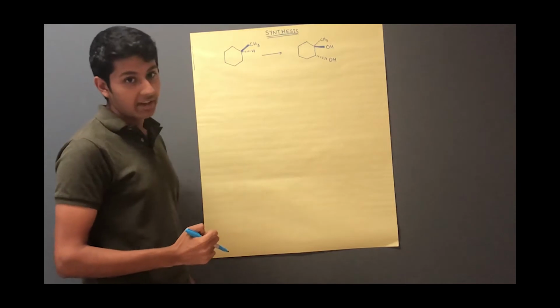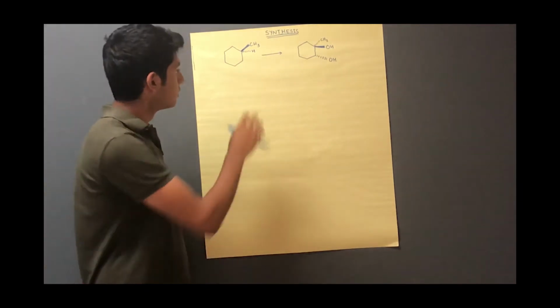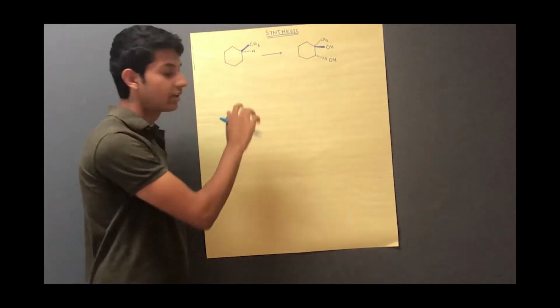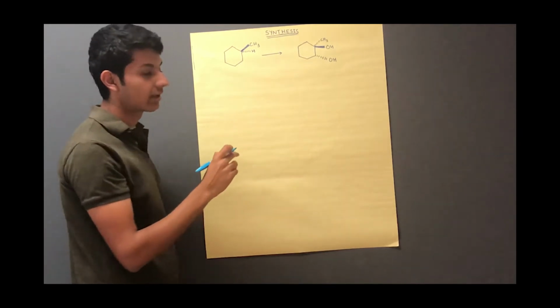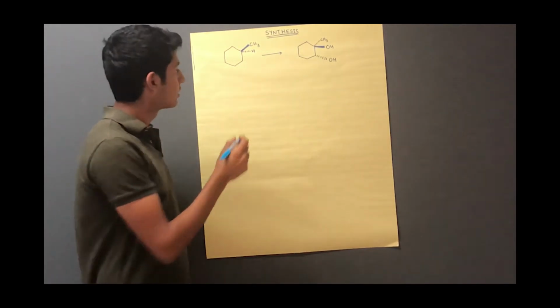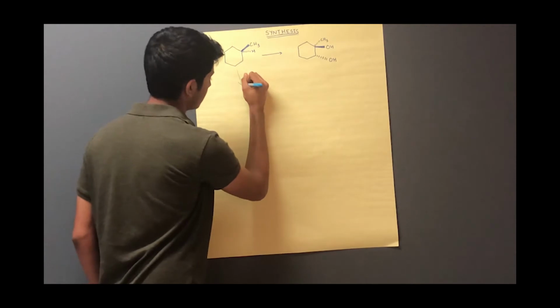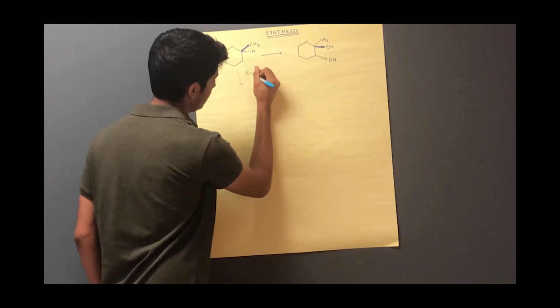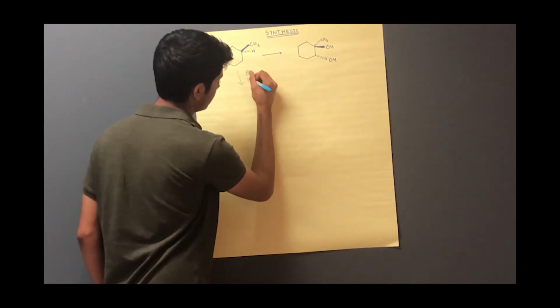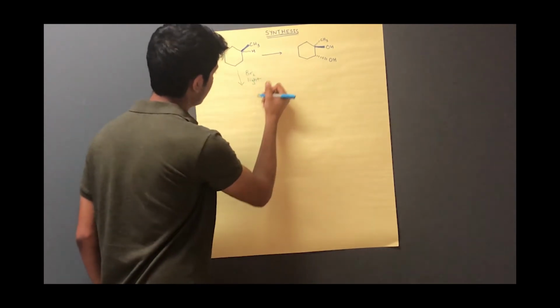So first we need to add a leaving group to the starting material. And the only way to do that is through a radical halogenation reaction. So we can use bromine and light to add a leaving group.